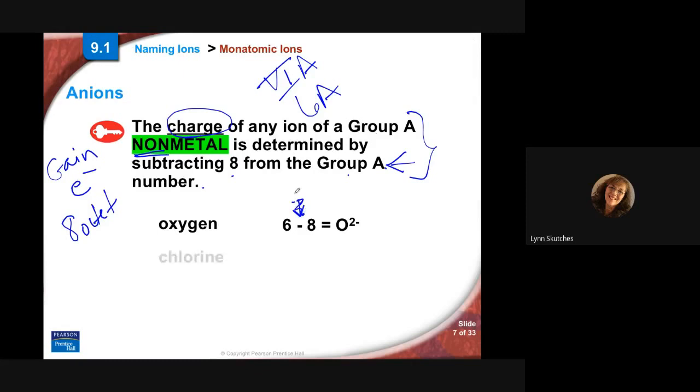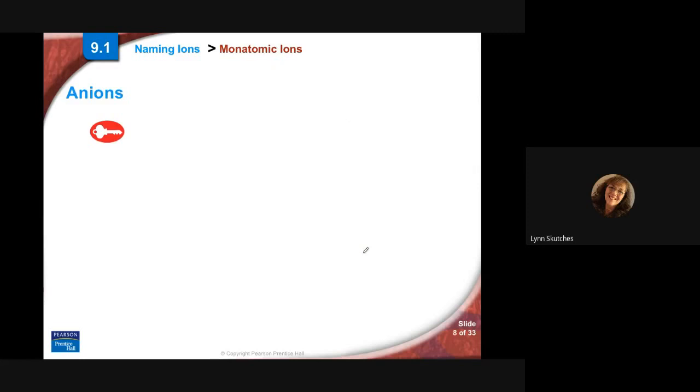Maybe it'll help you. Okay, chlorine is in group 17, which used to be 7A. And so 7 minus 8, of course, is -1. And again, we don't write the 1, but you can if you want to. And then phosphorus is in group 15, which is 5A. 5 minus 8 is -3. So that tells you how to get the charge. Honestly, it's really just as easy to number, and I'll go over that with you in a minute. But if it helps you, great.